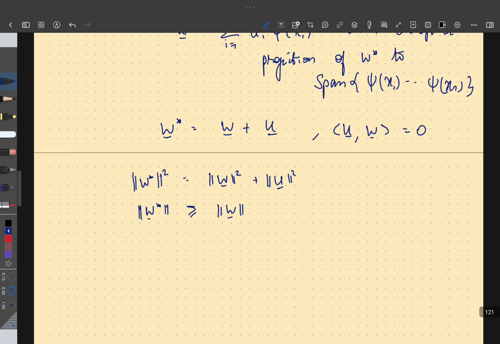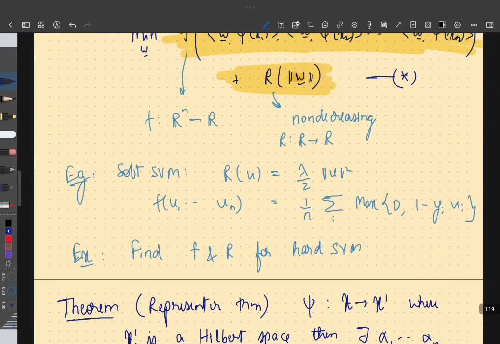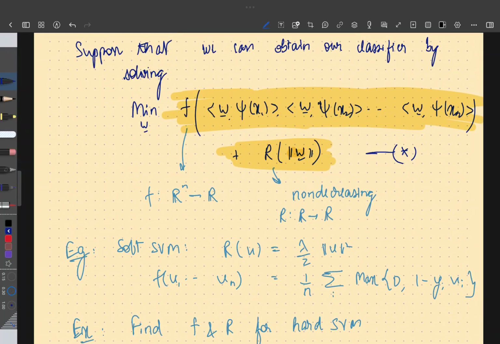Which means that R of the norm of W star should be greater than or equal to R of the norm of W. So if you just look at the second part of the objective function we are trying to minimize, W has a smaller contribution to the second part compared to W star.